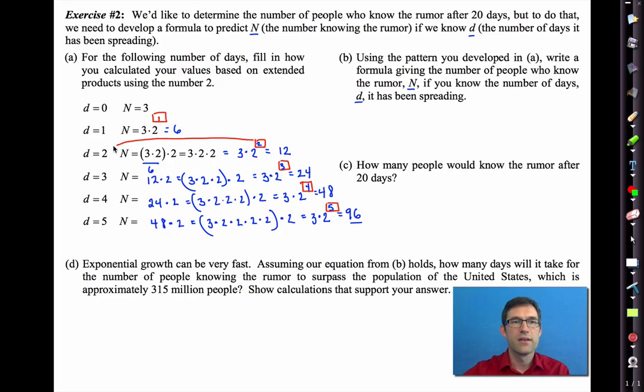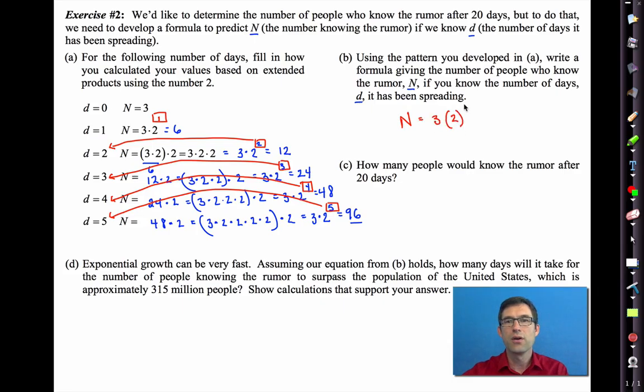Look at that. Day 2, there it is. Day 3, there it is. Day 4, there it is. Day 5, there it is. So what's my formula? My formula is that the number of people who know it will always be 3 times 2 raised to the number of D.